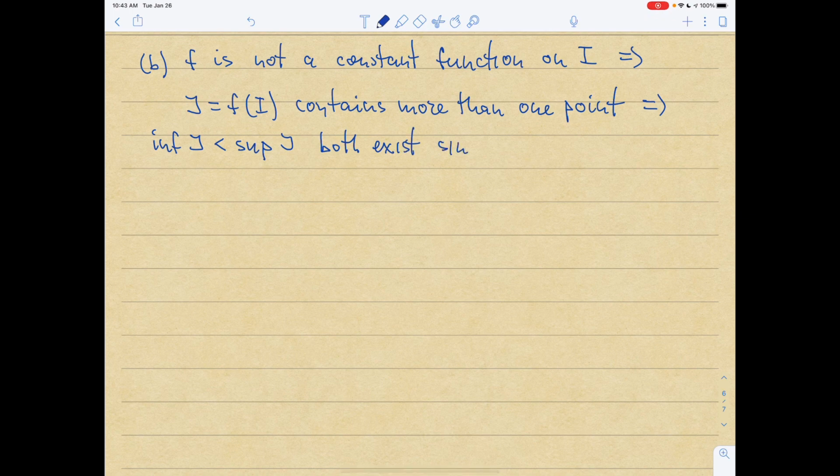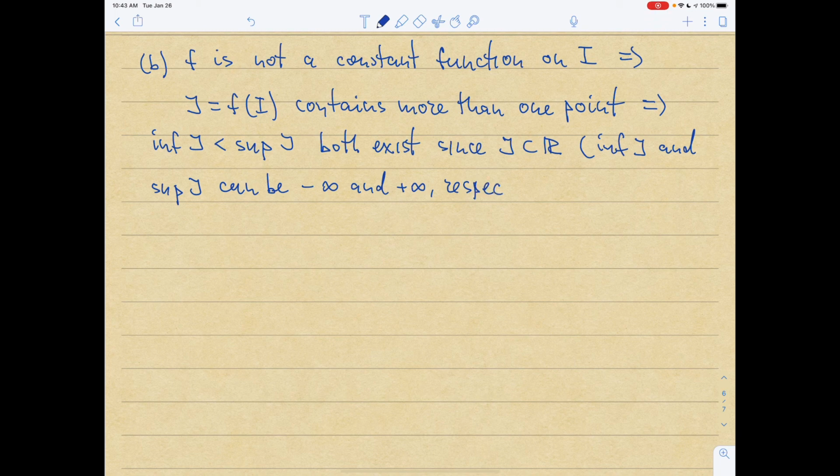Right, so since J is a subset of R, the infimum and supremum in this case also can be equal to plus or minus infinity. The infimum of J and the supremum of J can be minus infinity and plus infinity, respectively.